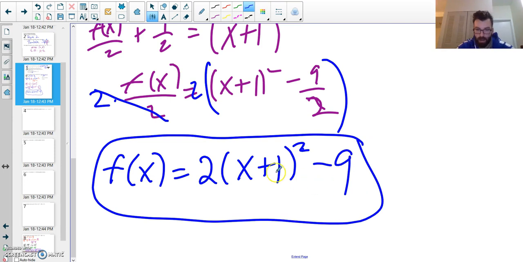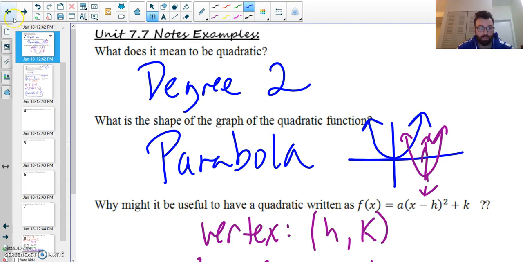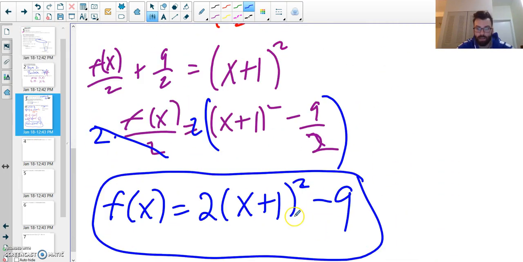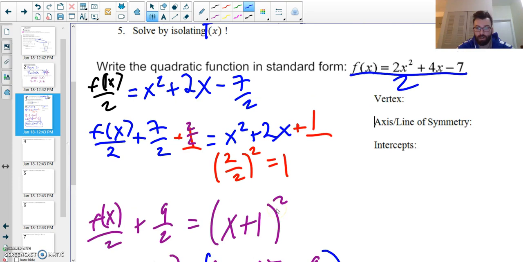All right, the vertex here, remember, this is our form that we're looking at right now. It's x minus h squared plus k. Since it's x minus h and I have this positive 1, I do the opposite, so my vertex is really negative 1, and then the negative 9 on the outside. Line of symmetry, x equals negative 1.